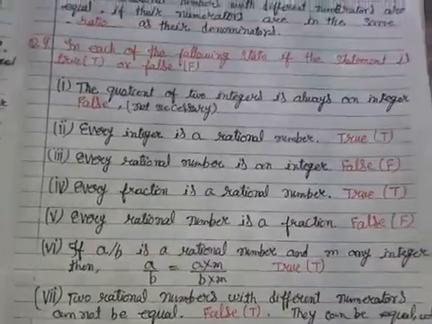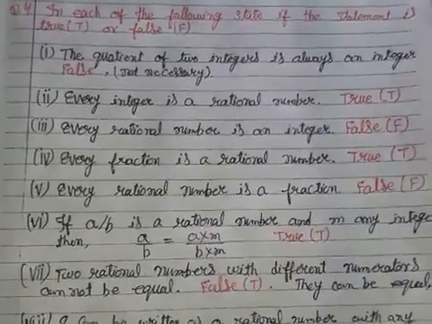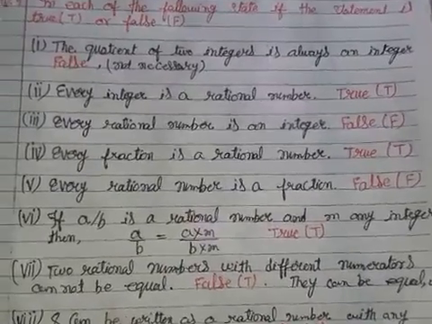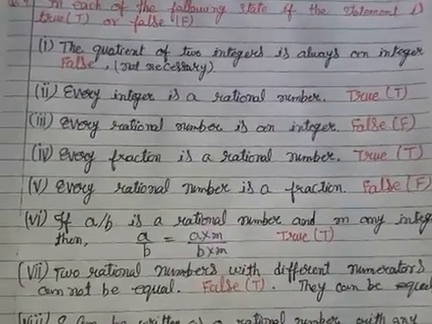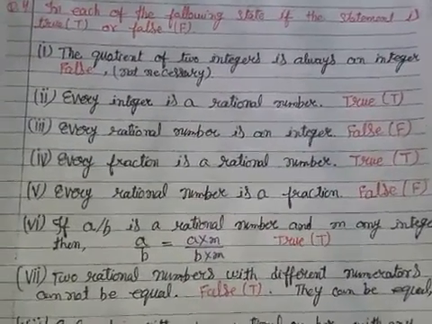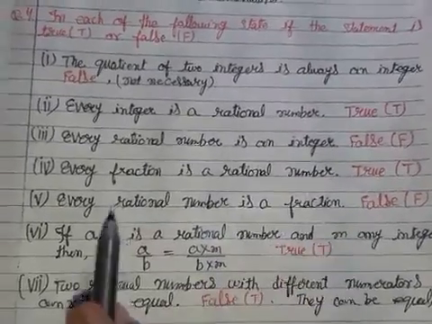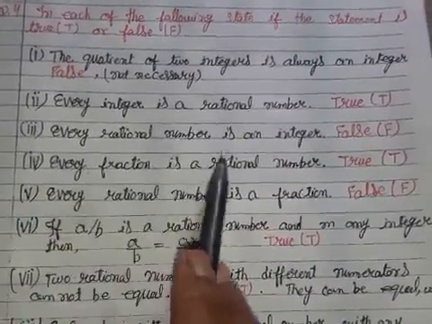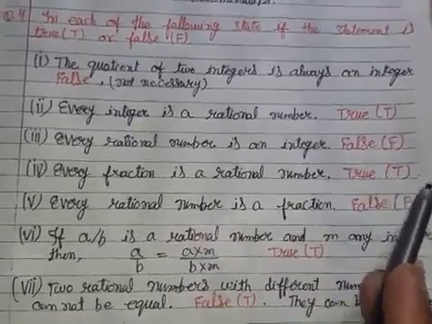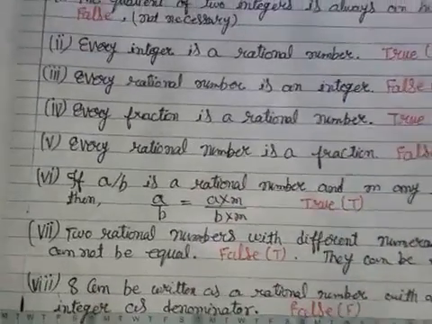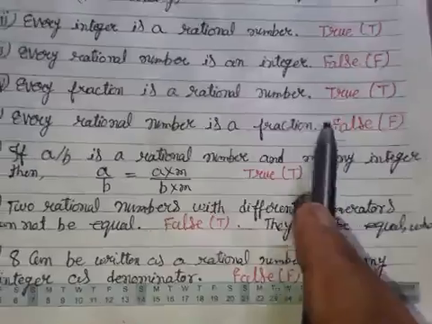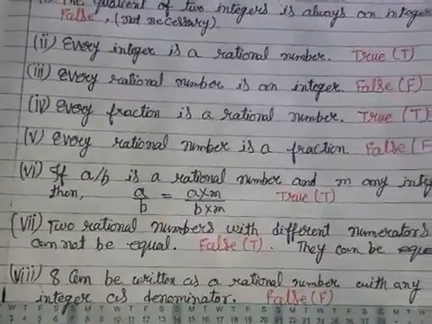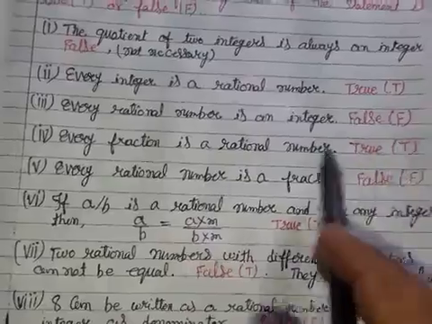Now every rational number is an integer. No, those numbers which are in fraction are not integers. Okay, like 2 by 5, 3 by 7, minus 9 by 4. Number 4: every fraction is a rational number. It is true, because all fractions we can write in the form of p by q, and rational numbers also we can write in the form p by q, so it is true.